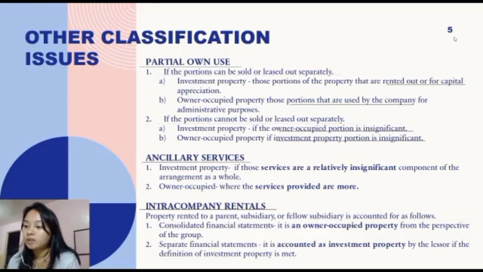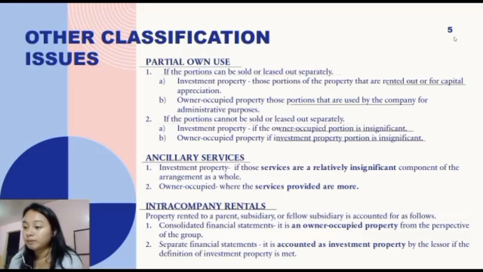And in owner-occupied property, the investment property portion is insignificant. Here, in auxiliary services, if the enterprise provides auxiliary services to the occupants of a property held by the enterprise, the appropriateness of classification as investment property is determined by the significance of the services provided.